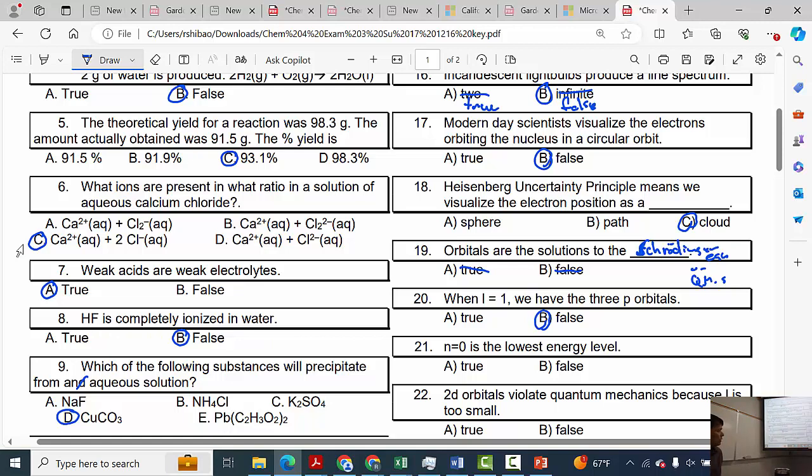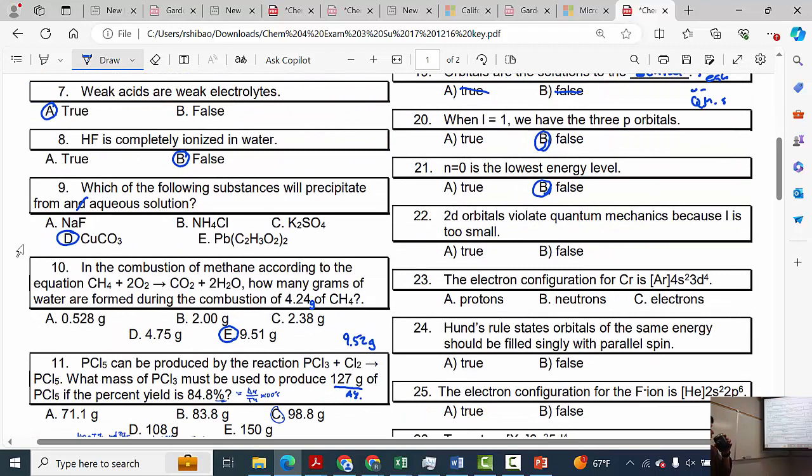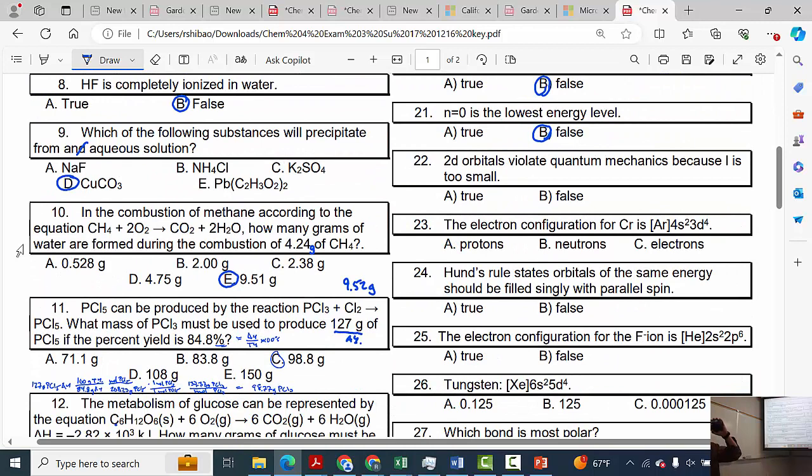20. When L equals 1, we have the 3p orbitals. That's false. We have p orbitals, that's true, but not the 3, because we need to know the n. 21. n equals 0 is the lowest energy level. It's false. This is forbidden according to the Schrödinger equation. 2d orbitals violate quantum mechanics because L is too small. That's false. L is too big. The max is n minus 1.